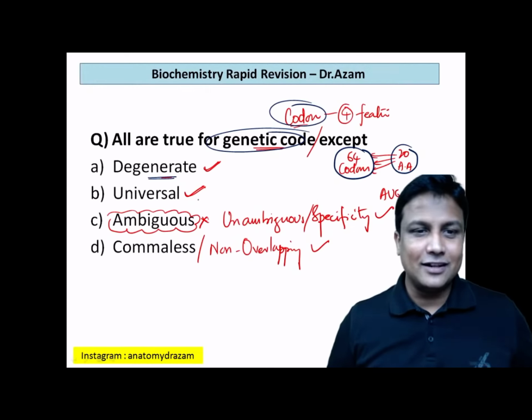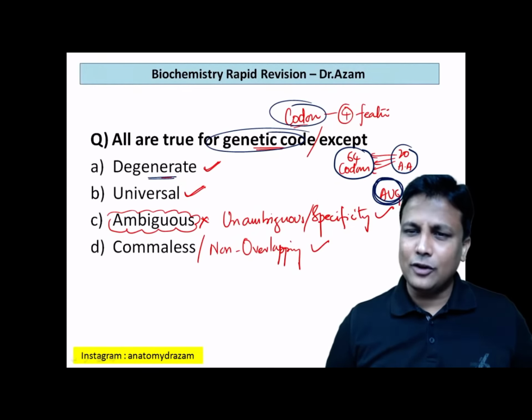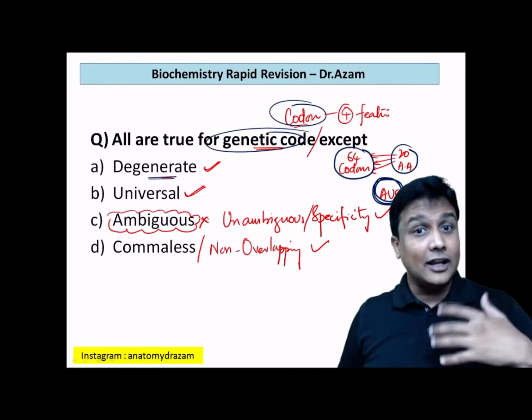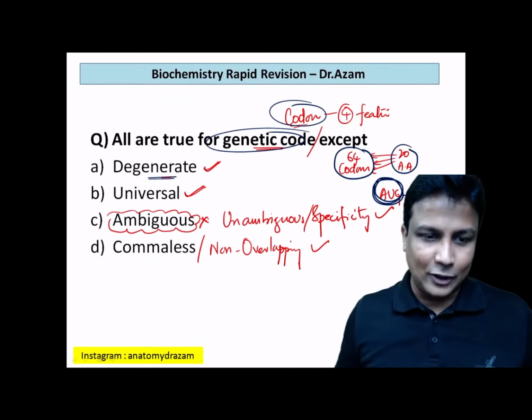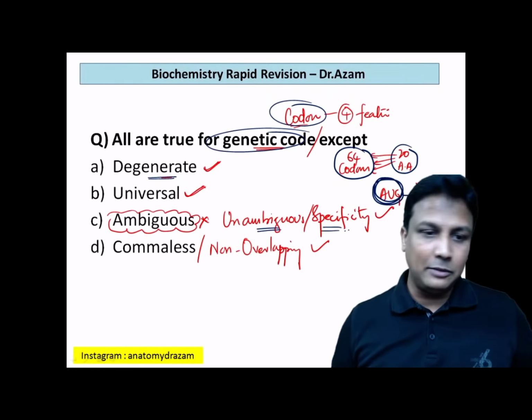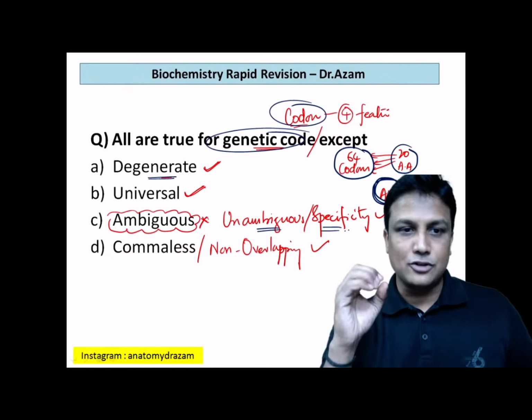Next, number 2 is universal. What is universal? AUG, the start codon, will always code for methionine only, in all species. Not only in human beings like you and me, in every species it codes for methionine only. So it is universal. A codon will be unambiguous and specific, and remember it will be non-overlapping and commaless. These are the 4 important properties of codon you have to remember.